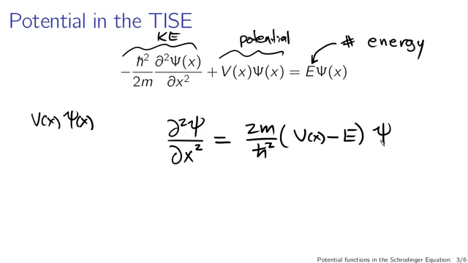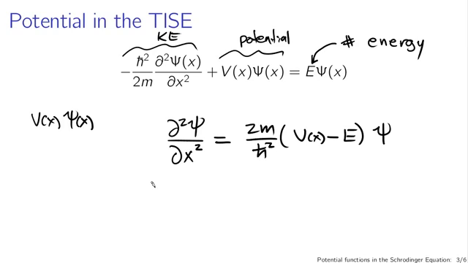For instance, if the potential is larger than the energy of the state, you'll get one overall sign relating the second derivative in psi, whereas if energy is larger than potential, then you'll end up with a negative quantity here relating the second derivatives of psi with itself. So keep this in the back of your mind, and let's talk about some example potential functions.